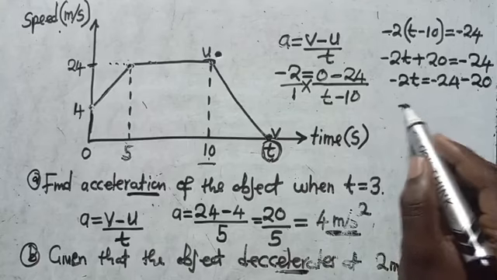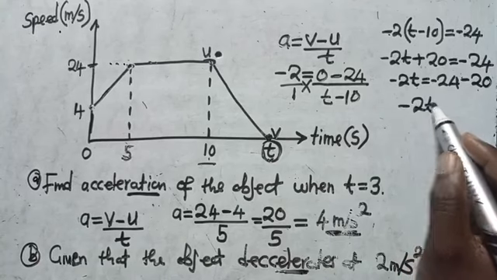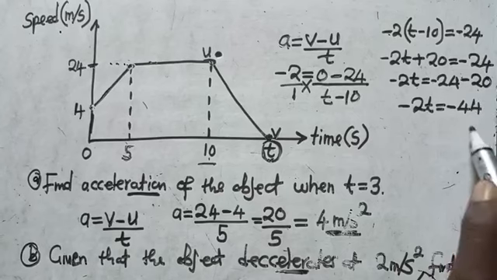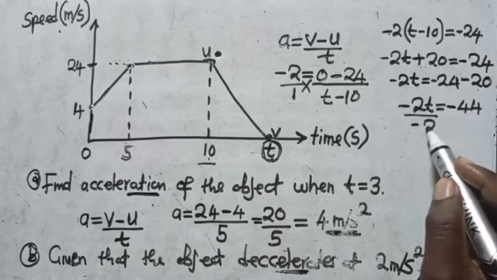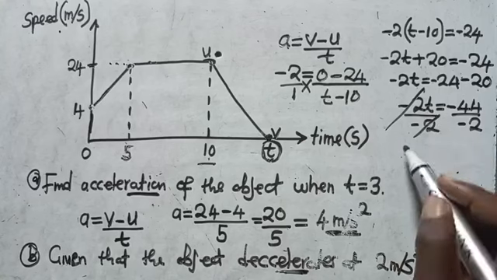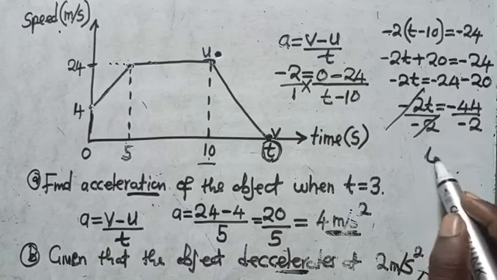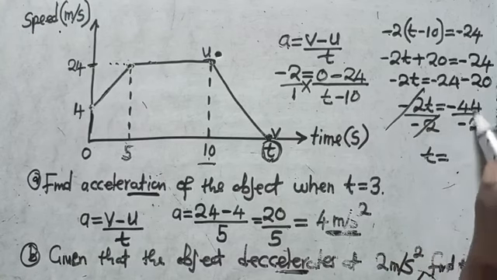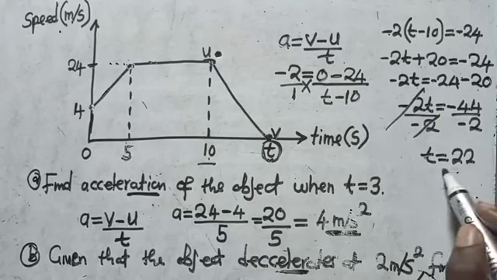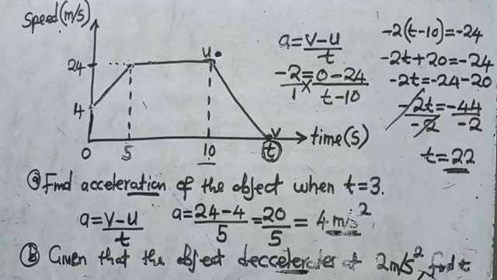In this case, I will say negative 2t is equal to negative 4. I divide both sides by negative 2. This and that will cancel out. I'm going to have t, which will be equal to, if I divide there, I'm just going to have 22. So meaning that the value for t is 22. So these are the concepts.